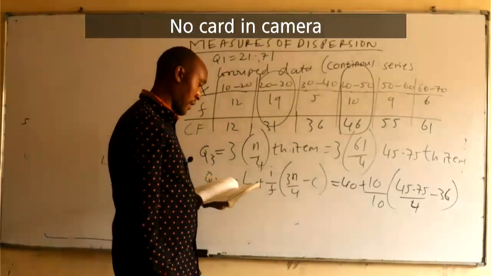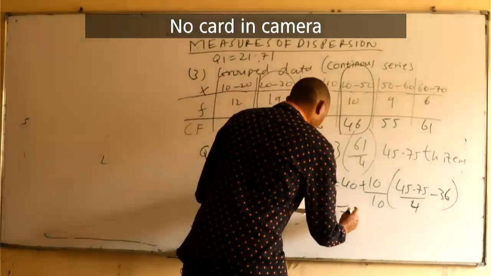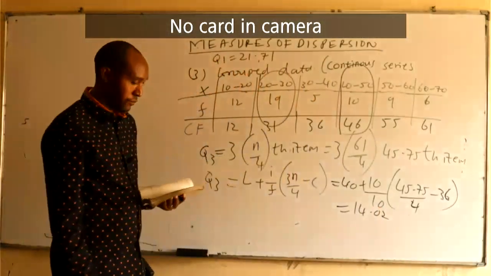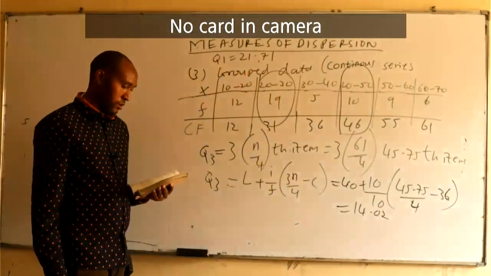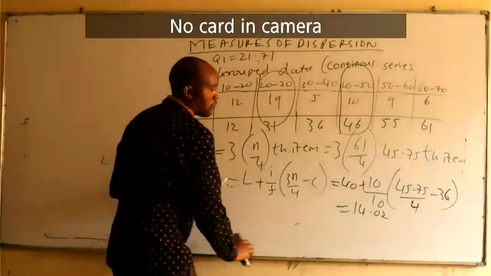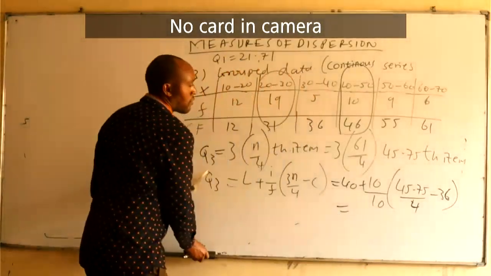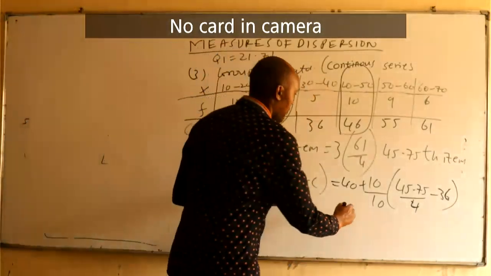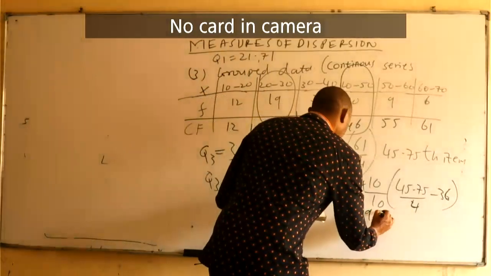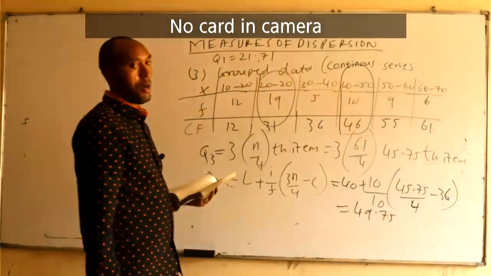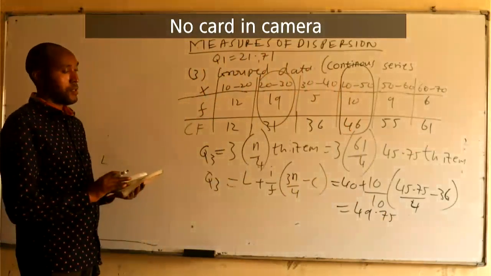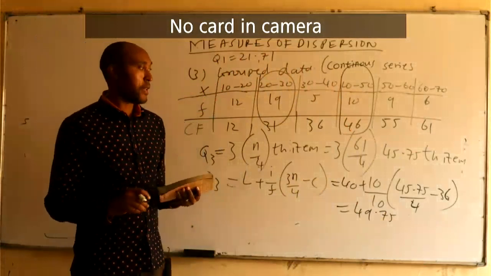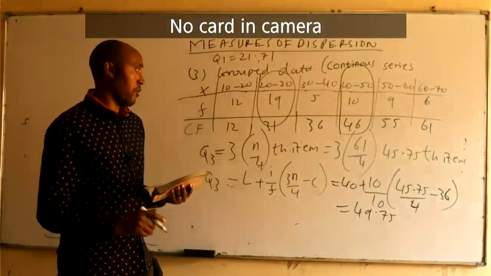Yes, so basically 0.14.2. No, you are wrong. Anyone else? Yes, 49.75. That's the answer. So don't confuse. If you don't use BODMAS very well, then you will end up getting the wrong answer.